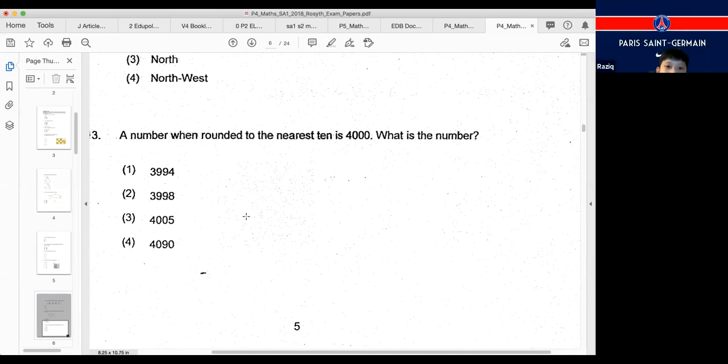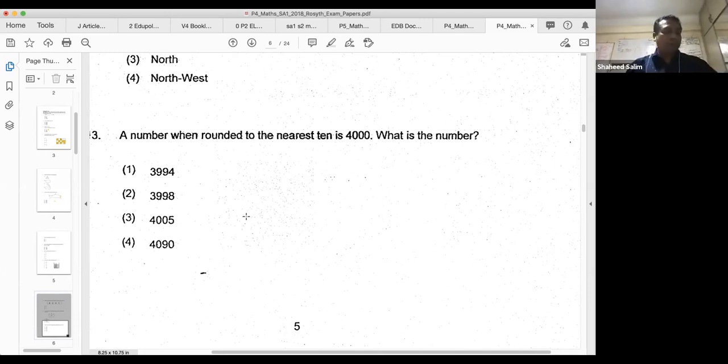This one now. Quite a number of students are having headache with this question. A number rounded off to 4,000. What is the number? Round off to 4,000. You can do it, Naris. You can do it.